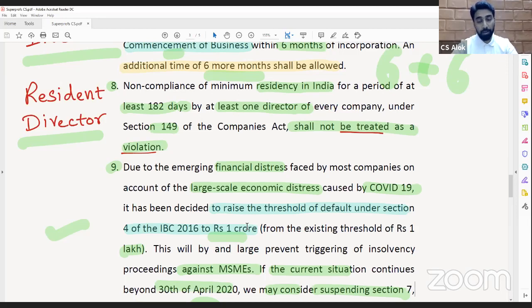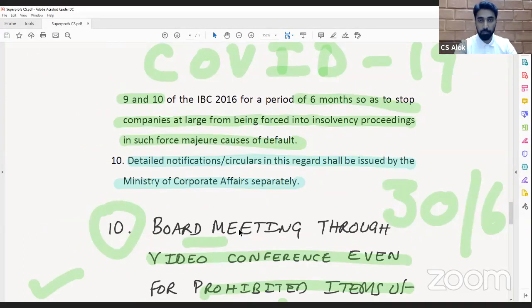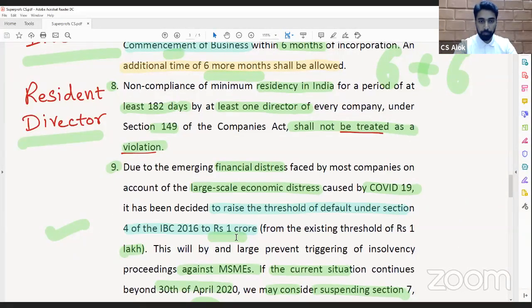And it's an additional burden. And I told you in my previous video on SuperProfs also that NCLT is not functioning. NCLT is closed. So when they come back, there will be so many pending cases. They don't want every small case also. That is why they're telling only default which is up to 1 crore, that will go to NCLT under IBC right now. Correct? That is what they're saying.